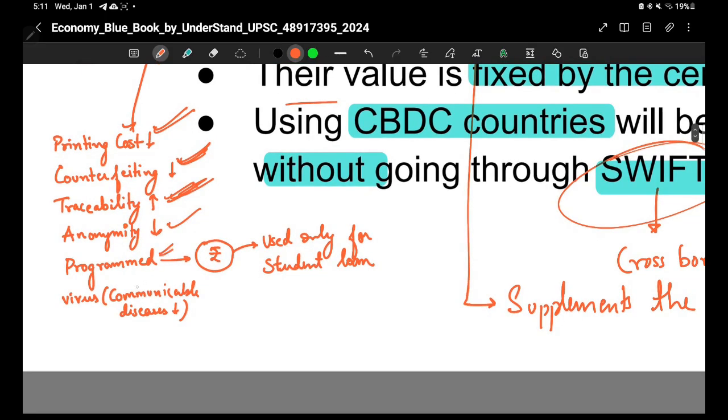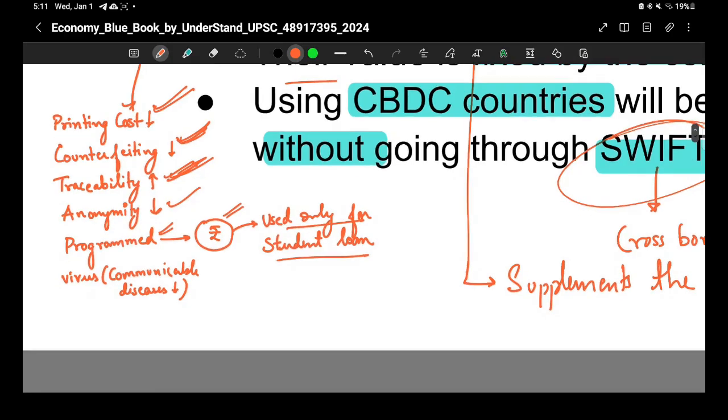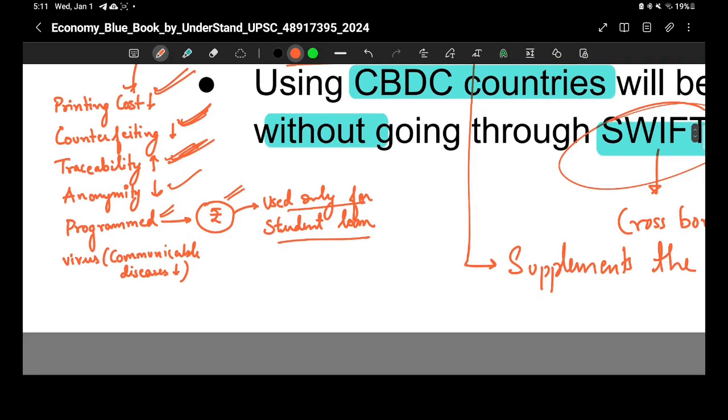Then it can be programmed. This digital currency can be programmed so that it can be used for a specific purpose. Let's say they make a digital coin. This coin can be used only for student loans. Like the banks can give this digital currency for student loan purposes only, nothing else. It will be invalid if someone tries to make another purchase with this money. So they can program it.